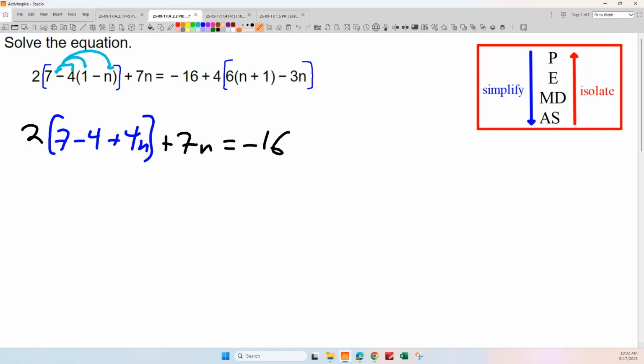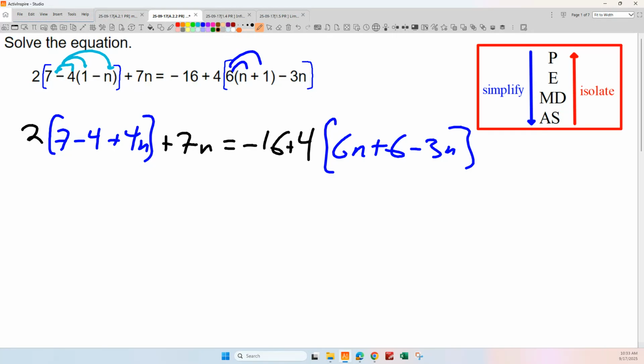same drill, right? What am I distributing first? The 4? The 6, because I'm working inside the parentheses, right? So inside the parentheses, I'm distributing that 6 and getting what? 6n plus 6, and then I have another minus 3n there. Okay, what's the last step inside parentheses or brackets? What do I need to do in this first? Add like terms. Yep, I can add the 7 minus 4, right?